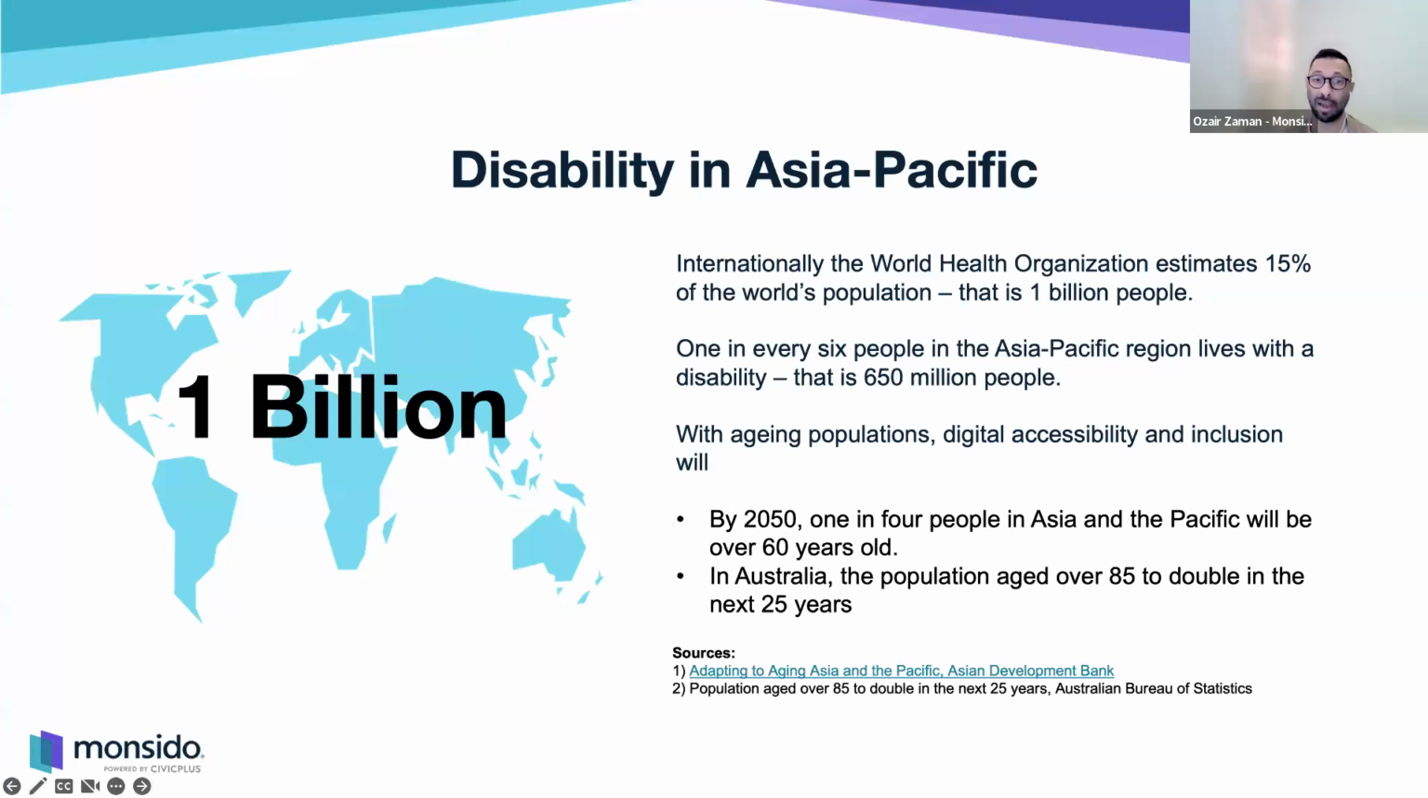Now, these numbers are diagnosed cases, right? We often overlook accessibility needs that are not diagnosed, right? And one of the groups there is the aging population, right? So by 2050, 1 in 4 people in Asia and the Pacific will be over 60 years old. And here in Australia, the population aged 85 is to double in the next 25 years. So that is a lot of users who may be missing out if your website is not accessible, right? So I think this is a really good point, in terms of giving you a good idea of why website accessibility is really important, right? So next, please, Clarence.